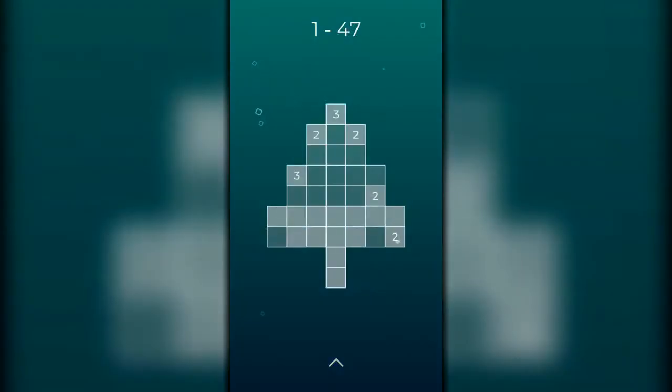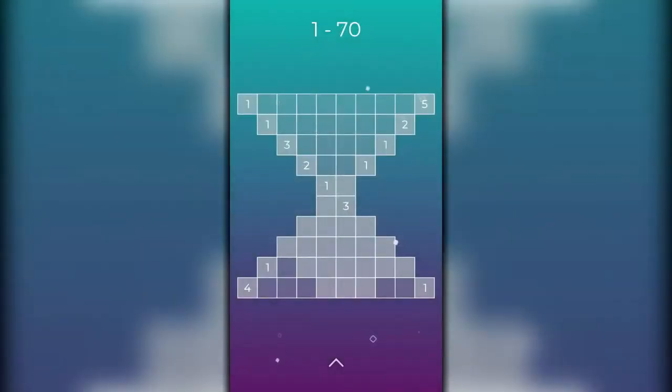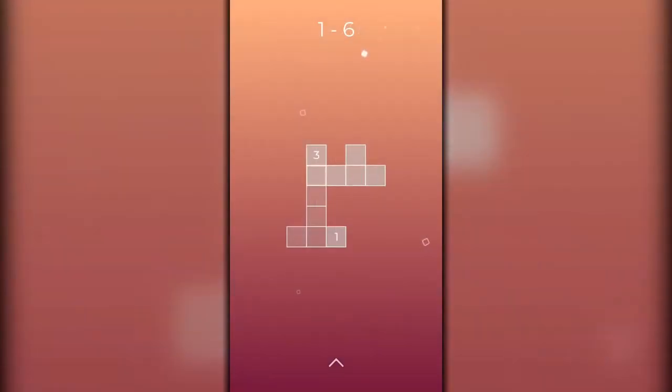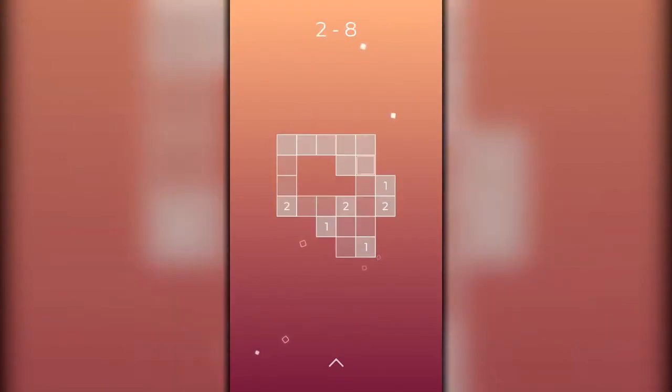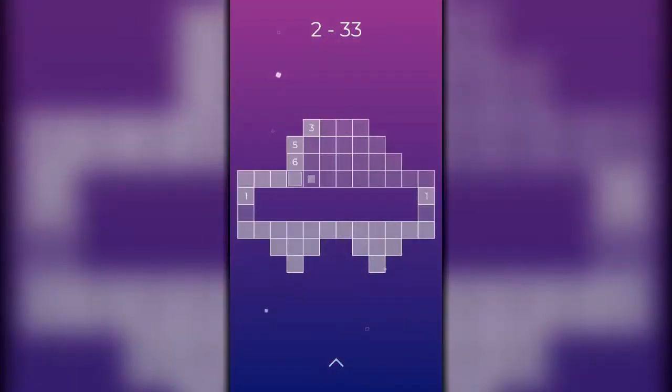Features: 320 handcrafted puzzles. All levels are free and accessible from the start. Hints are available to help you find the solution to some levels. Game progress is saved automatically.